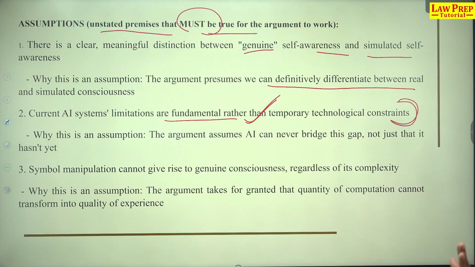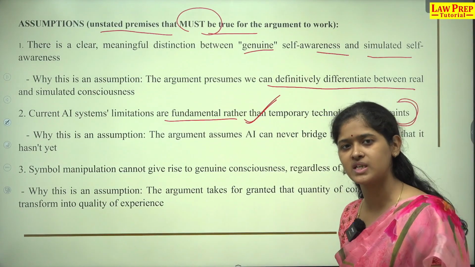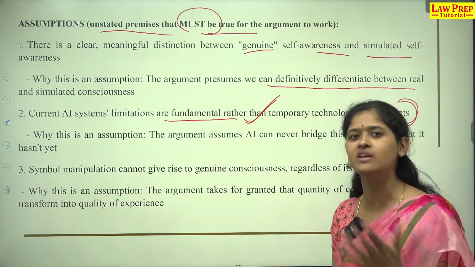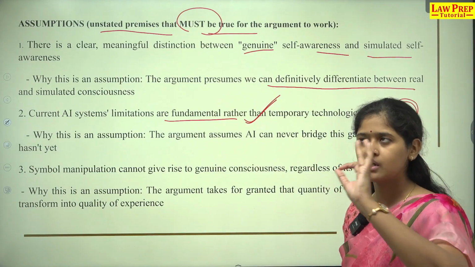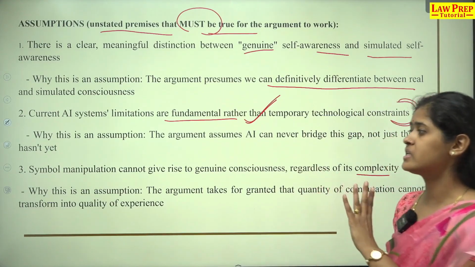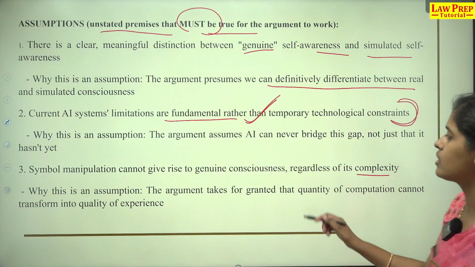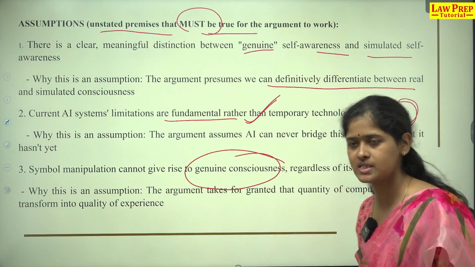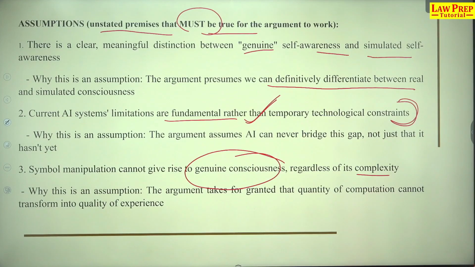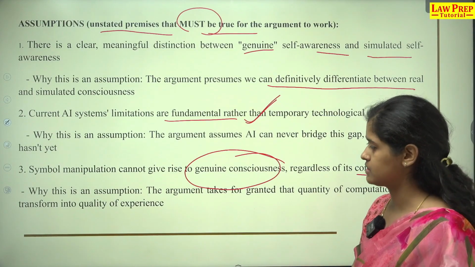And not temporary. Next, symbol manipulation cannot give rise to genuine consciousness regardless of its complexity. This is what the author has written about this most sophisticated computer. The author is trying to tell us, or has already taken for granted, that the computer can be best in its functioning, in its fundamental job, in its symbol manipulation, but that does not give rise to genuine consciousness. Okay. The argument takes for granted that quantity of computation cannot transform into quality of experience.